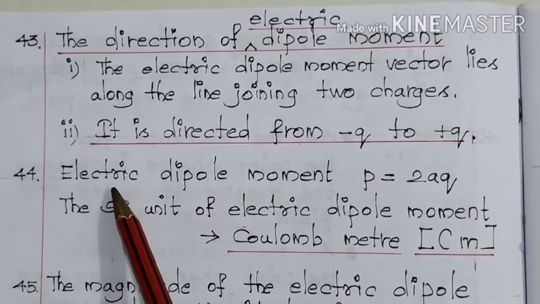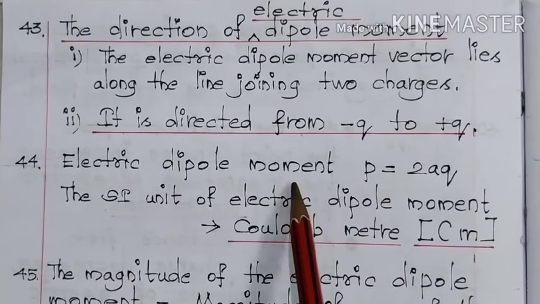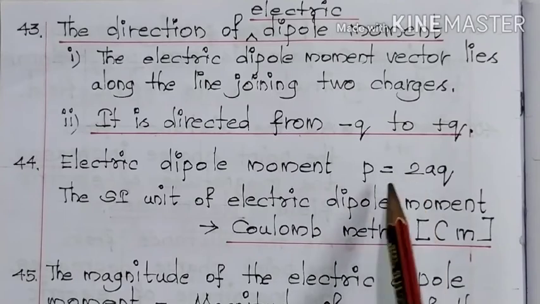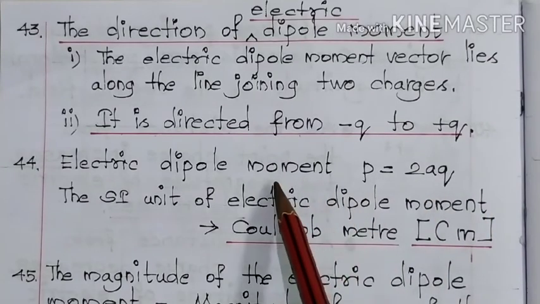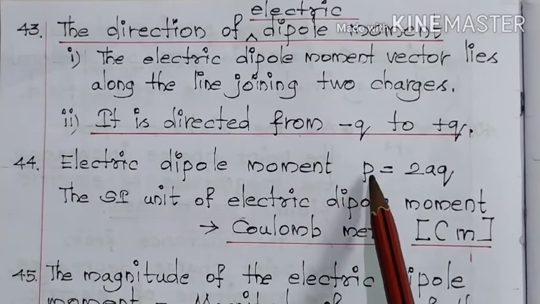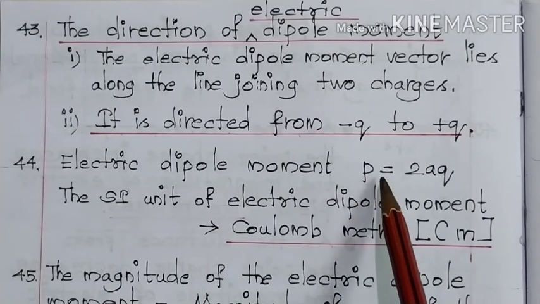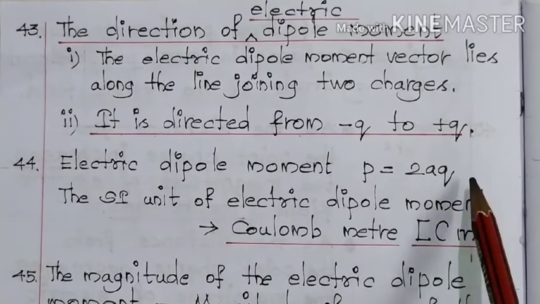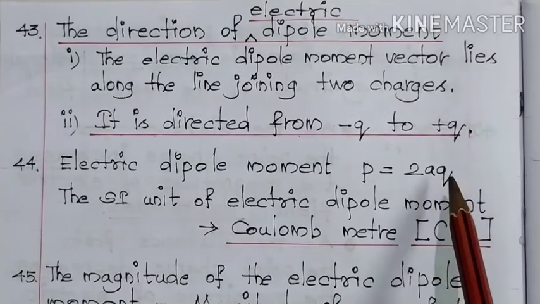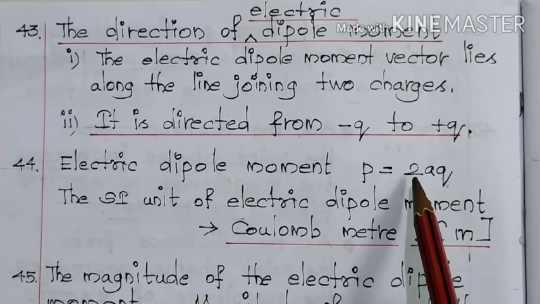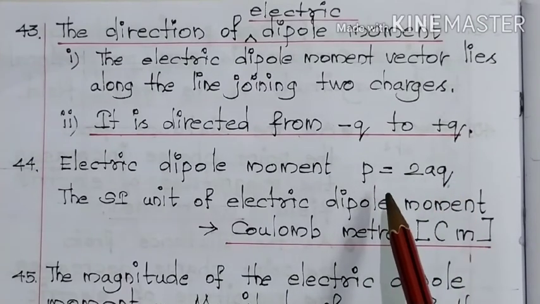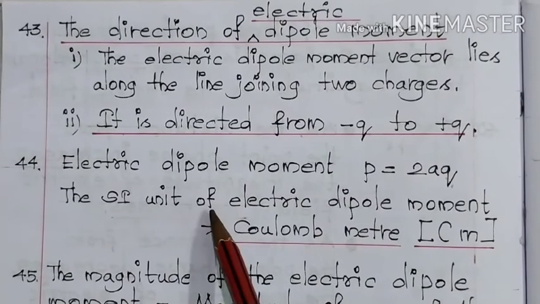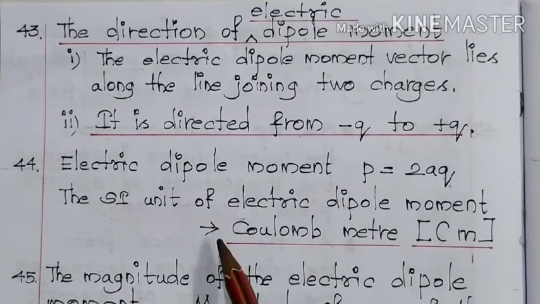Next point, electric dipole moment. There is a formula or an expression to calculate electric dipole moment. This electric dipole moment is represented by small p, which is equal to 2aq. So p is equal to 2aq. Here the q stands for charge and this 2a stands for the distance in between the charges at an electric dipole. The SI unit of electric dipole moment is Coulomb meter.